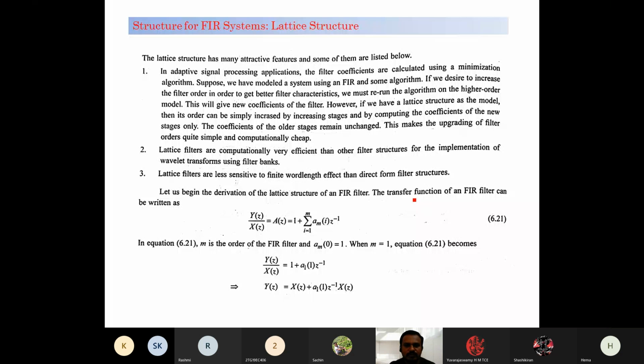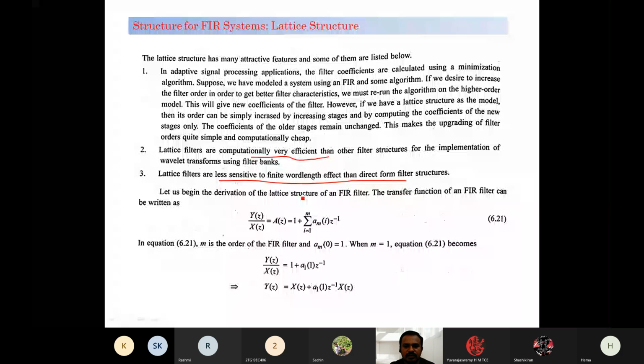So how are we going to draw the lattice structures? The lattice filters are computationally very efficient compared to other filter structures, and they are less sensitive to finite word length effect than direct form filter structures. Let us begin with how to derive the lattice structure.